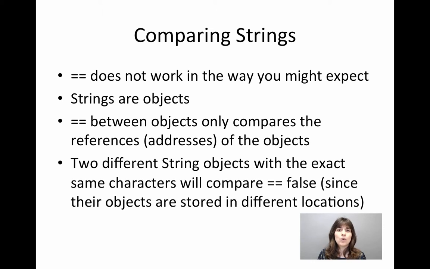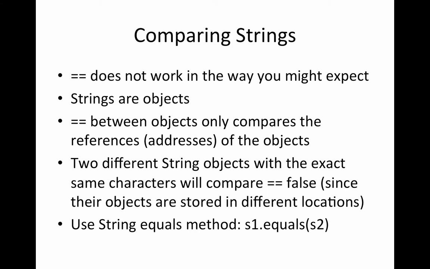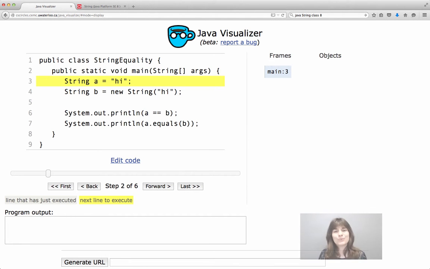If we want to compare the content of these two objects, and we don't really care if they are different objects, what we want to compare is whether the value of the object is the same, then we need to use the equals method. And we will say x dot equals y. Let's see an example so that we try to make this clearer.